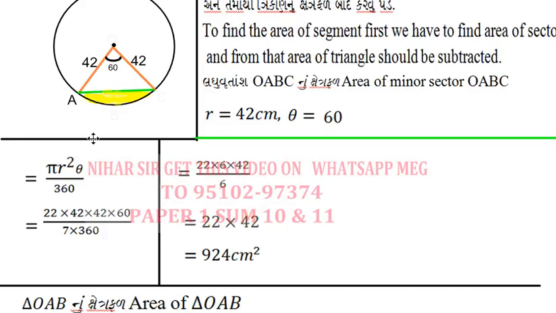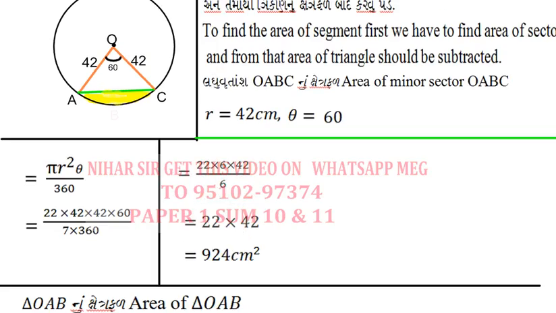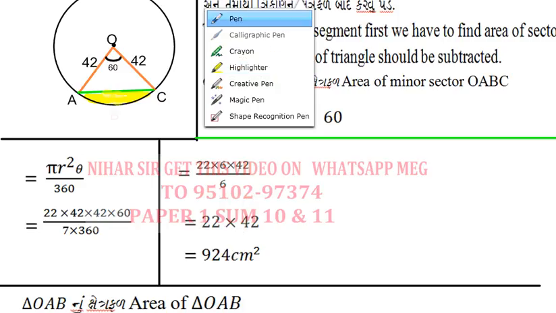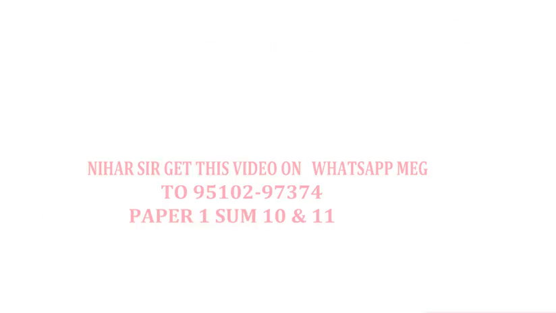Okay, now I have to find area of triangle OAB. Here there is OAB. Now, sorry, this is OAB, not this is OAC. According to the figure, it's OAC. So write C here, OAC. Now, how I will find the area of triangle? Okay. So before we start finding area of triangle, let me show you one thing.